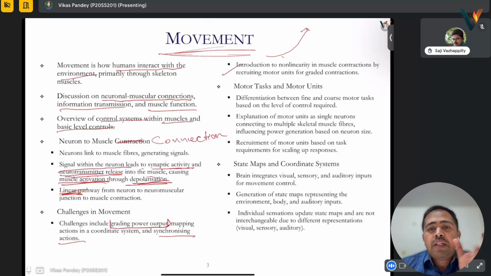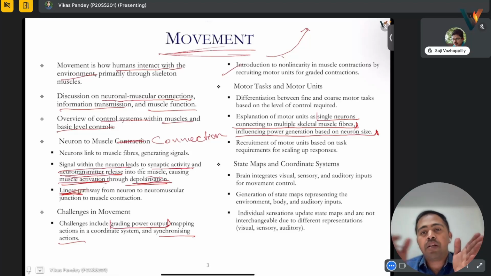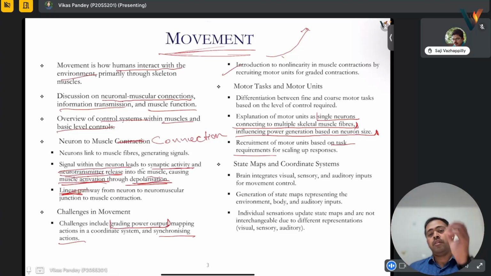A motor unit is a single neuron connected to multiple skeletal muscle fibers. This is the basic motor unit that influences power generation based on the neuron size. So one neuron connected to multiple skeletal muscle fibers is a single motor unit. These motor units will differ according to the task required. For fine control, there will be a different number of muscle fibers; for coarse control, that will be different.